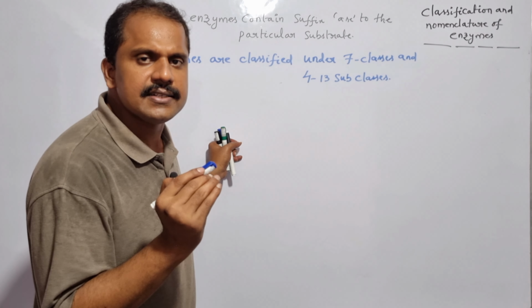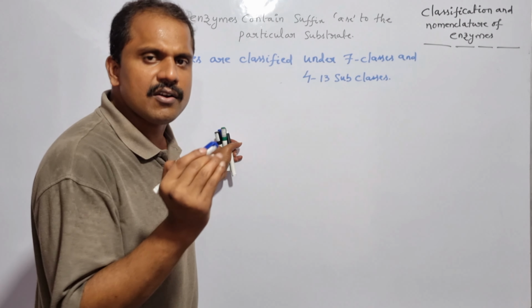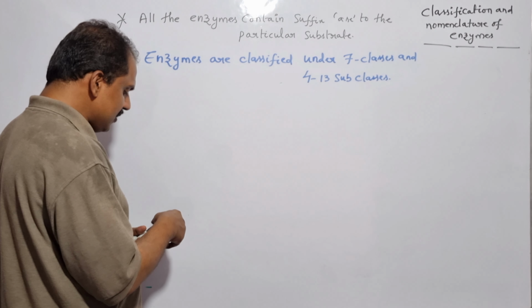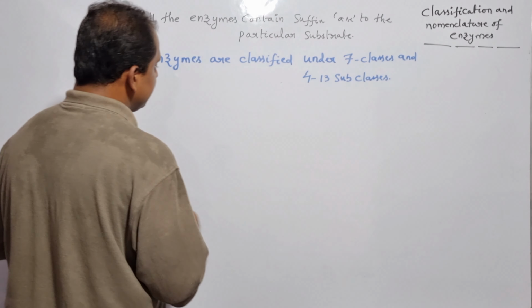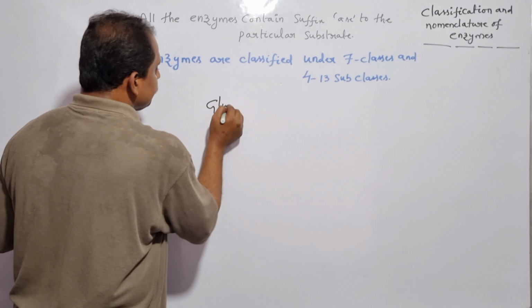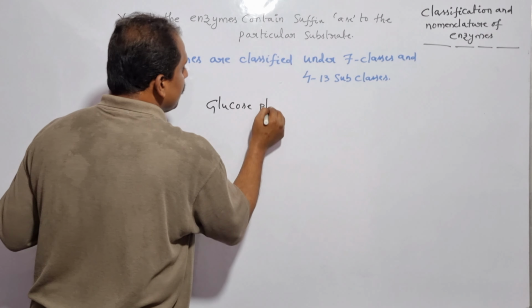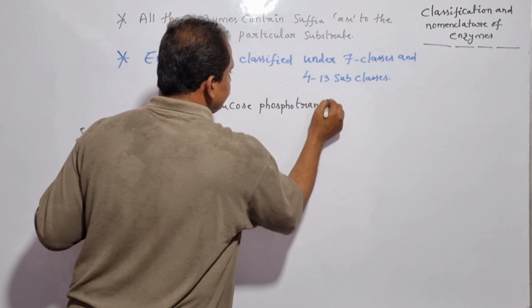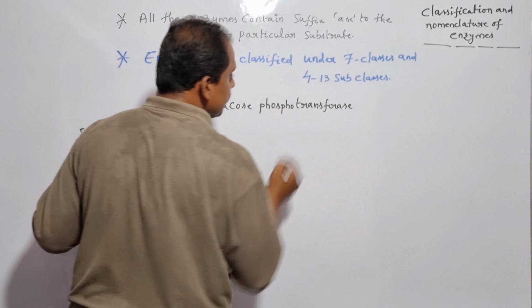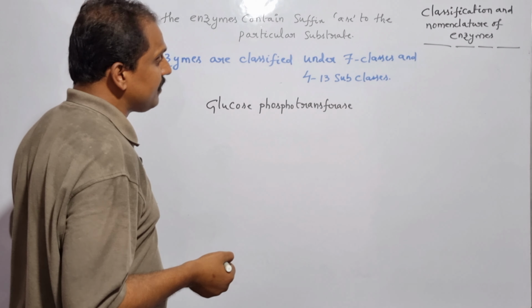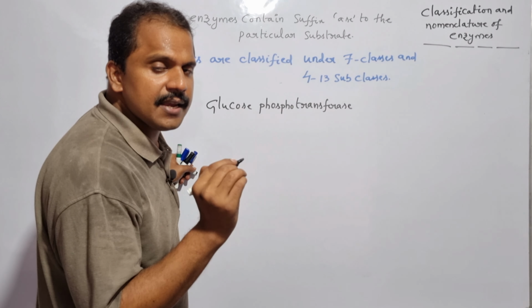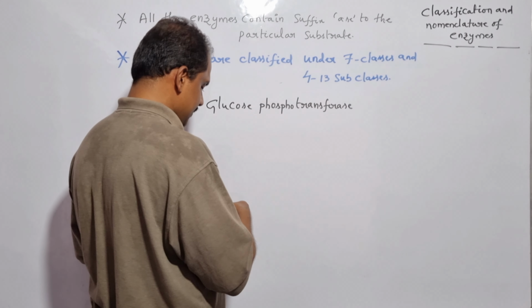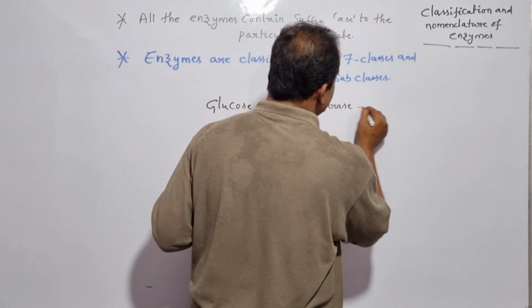In order to understand this concept, let me give you one common example. Let us take glucose phosphotransferase. It is an enzyme which has a specific enzyme commission number, 2.7.1.1.